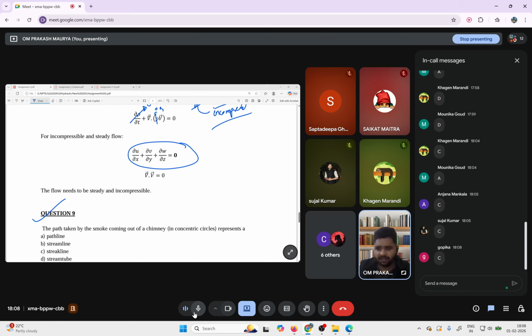The path taken by the smoke coming out of a chimney in concentric circles represents which one: path line, streamline, streak line, or stream tube? Which option will be correct? So, okay, many students are telling option C. Okay, I'll show you.